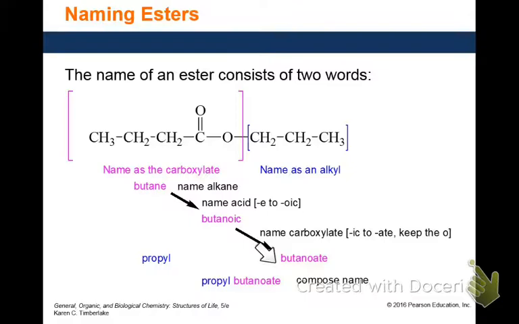And then to name the alkyl group, all you do is say it's propane, so that's propyl as a substituent, and it just becomes propyl butanoate. So start with the carboxylate, take the number of carbons in it, convert it to its acid name, convert it to its carboxylate name, and then add the alkyl group into the front of the name. Practice, practice, practice.